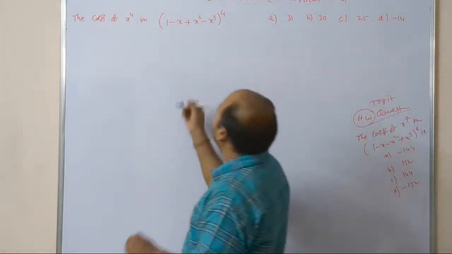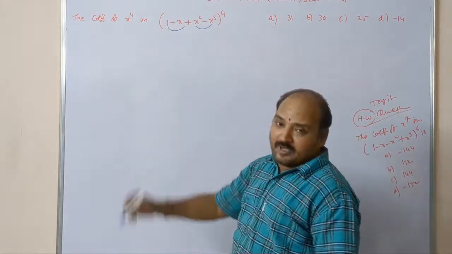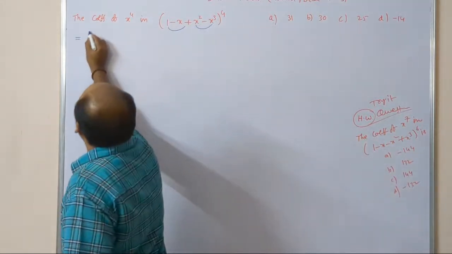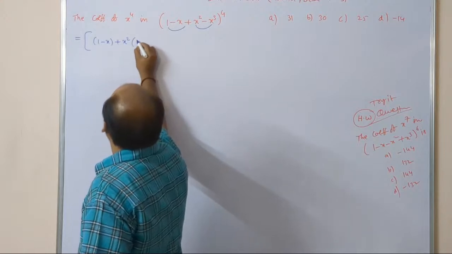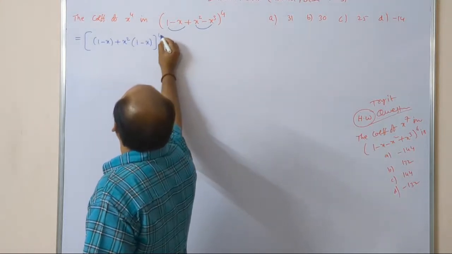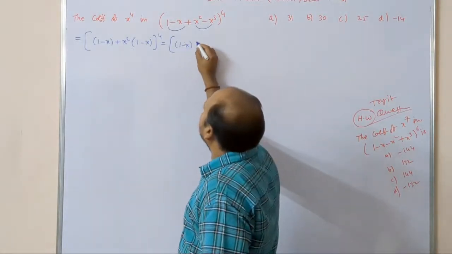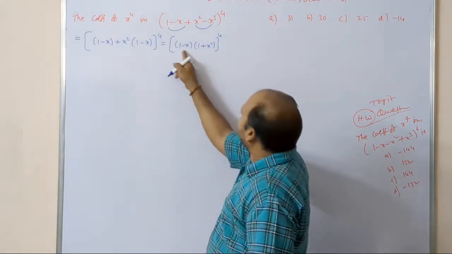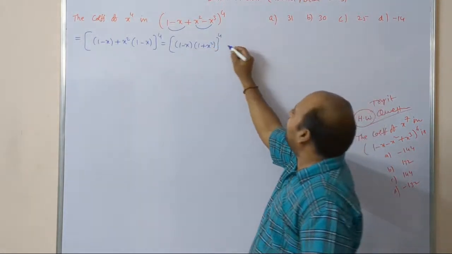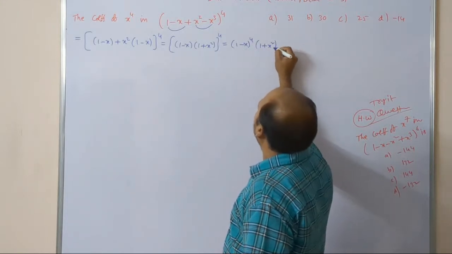So what I am doing is, these two one term, from these two x square take common. So 1 minus x plus x square, if we take out common, 1 minus x take common. 1 minus x into 1 plus x square, whole power 4. So (ab) whole power m means a power m into b power m. 1 minus x whole power 4, 1 plus x square whole power 4.